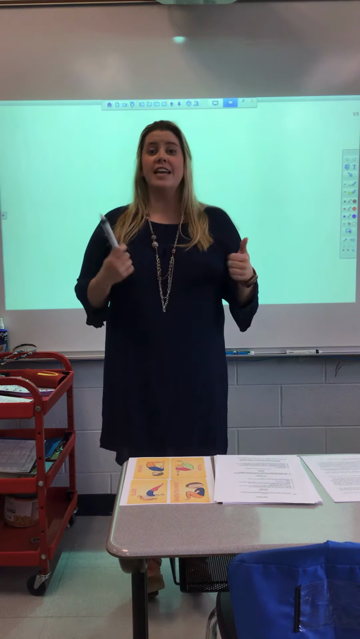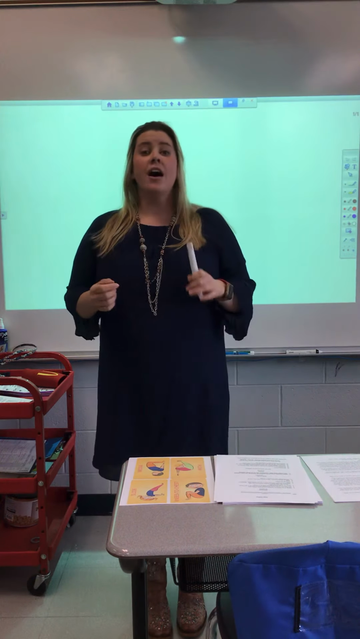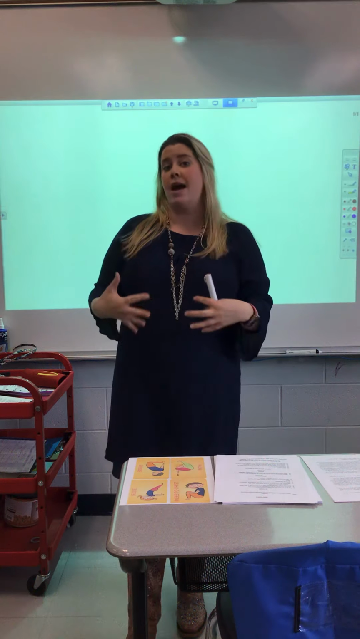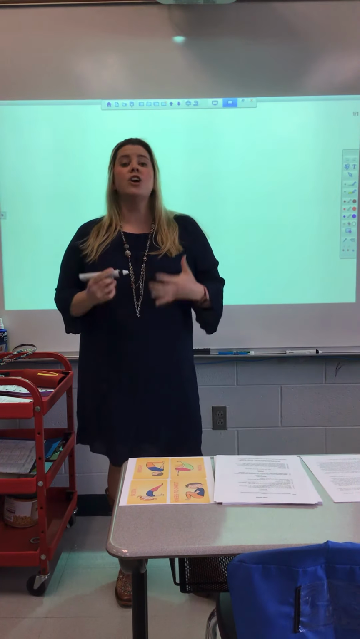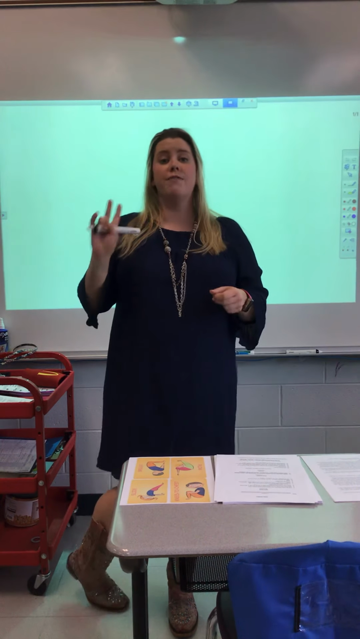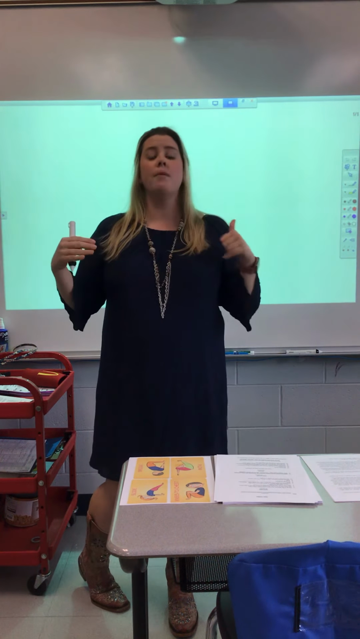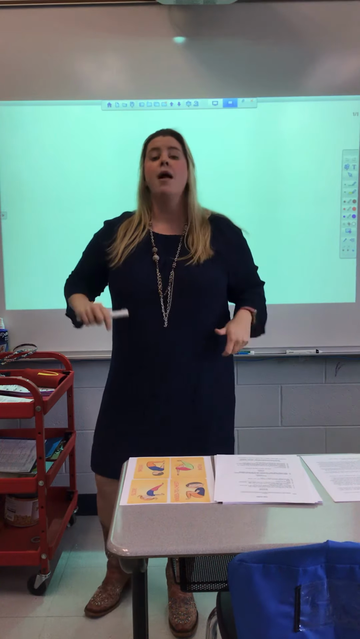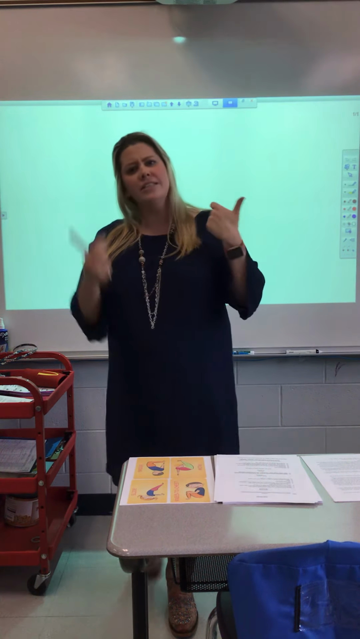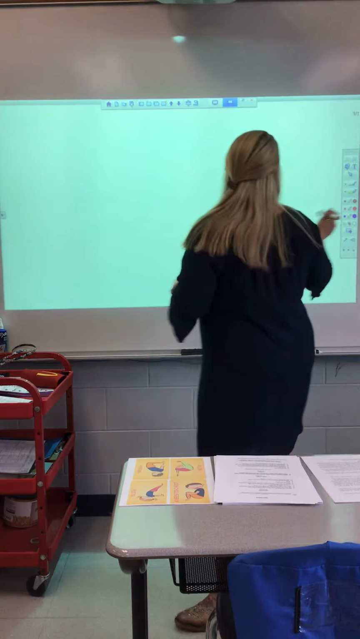Right, if you said equal, then you're right. Equivalent just means two or more things that are worth the same amount, okay? So when we're talking about fractions, what that means is that we have two different fractions. The numerators and denominators are different, they're not the same, but they are worth the same amount. So let's take a look at what that might look like.